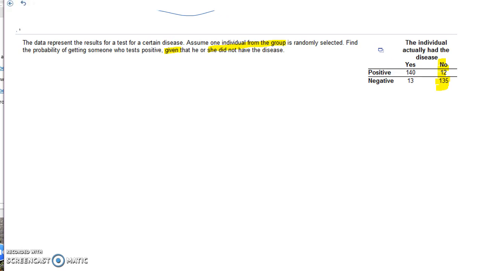So how many total people didn't have the disease? Well, 135 plus 12 is 147, right? So there were 147 who did not have the disease. It says, find the probability of getting someone who tested positive. So how many people tested positive? 12. Out of how many did not have the disease? 147.